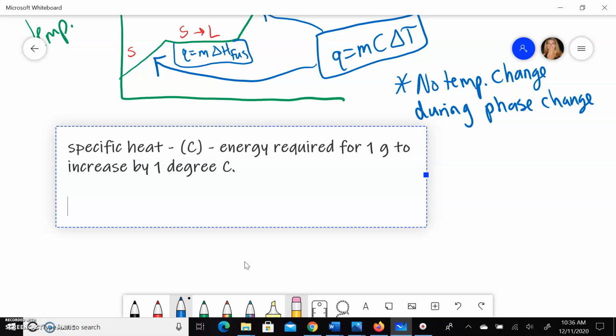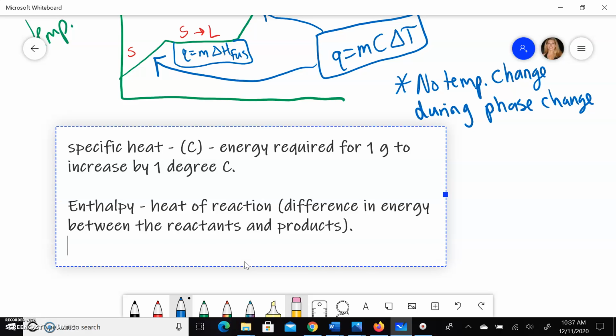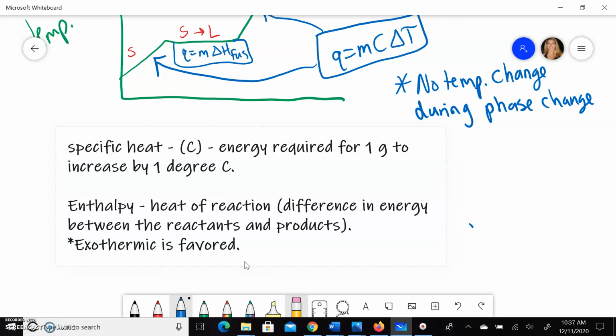And we have just a few more vocab words for this video. The next one is enthalpy, which is the heat of the reaction. In other words, it's the difference in energy between the reactants and the products. And for this one, exothermic was favored. And the symbol that we use for this is delta H.